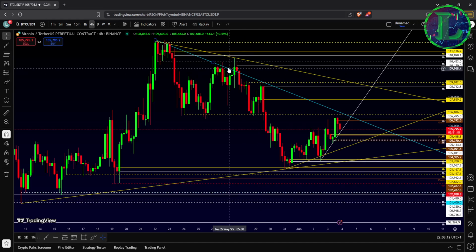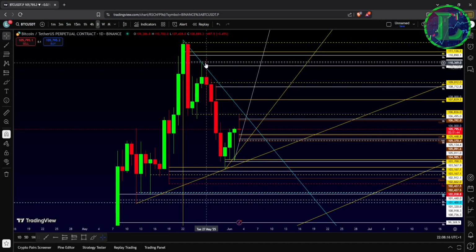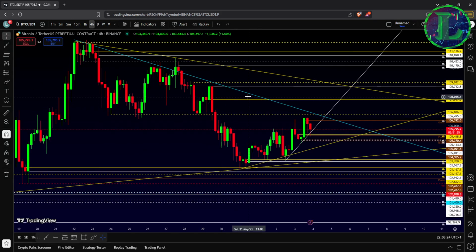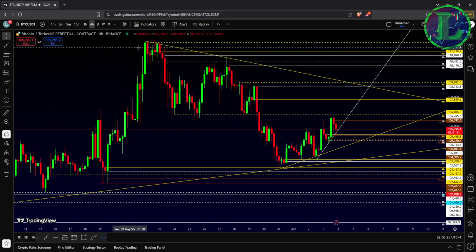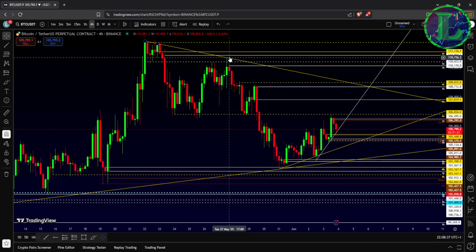Because on the daily, we just have the creation and continuation. We need the third test for a confirmation. It might not even go there if we go down, but that's not a problem, okay? So I will delete that. As you can see here on the 4, we have the creation, continuation, we test this one, and we have the confirmation here, and if not here, we have it here.